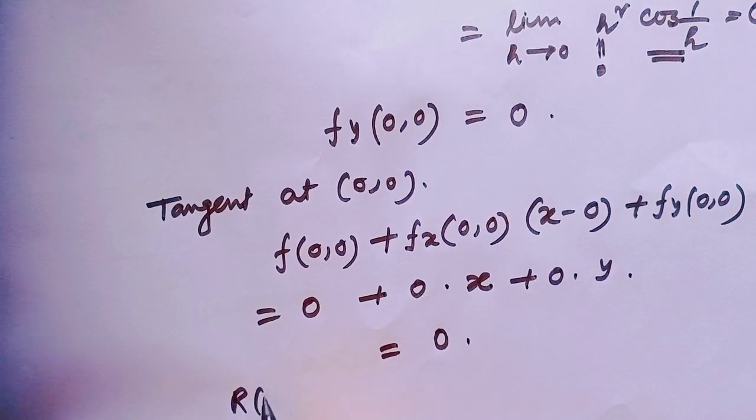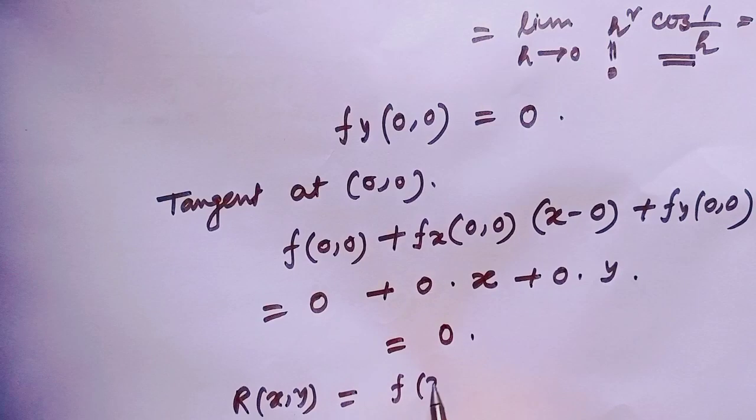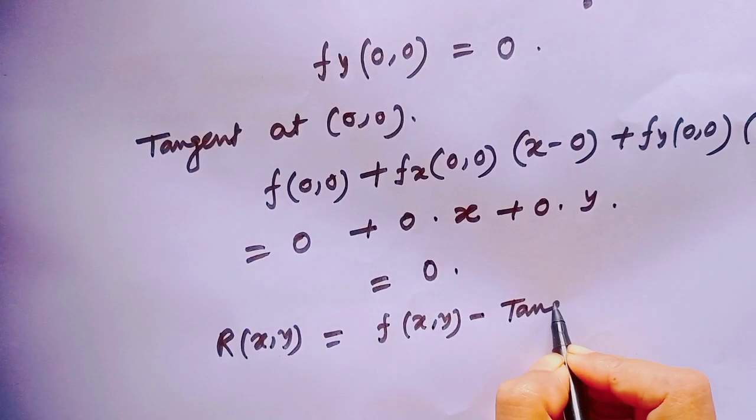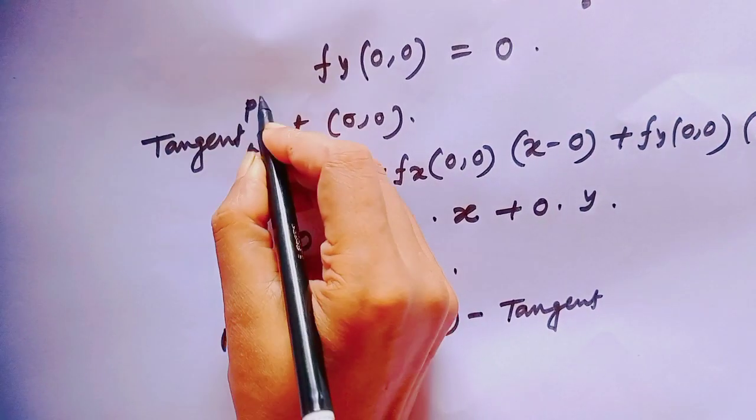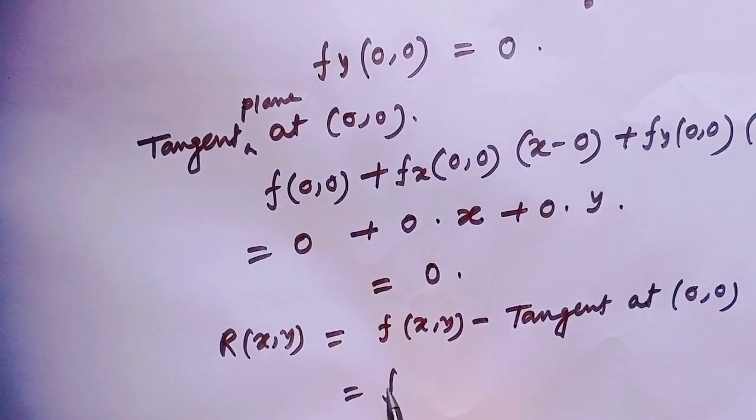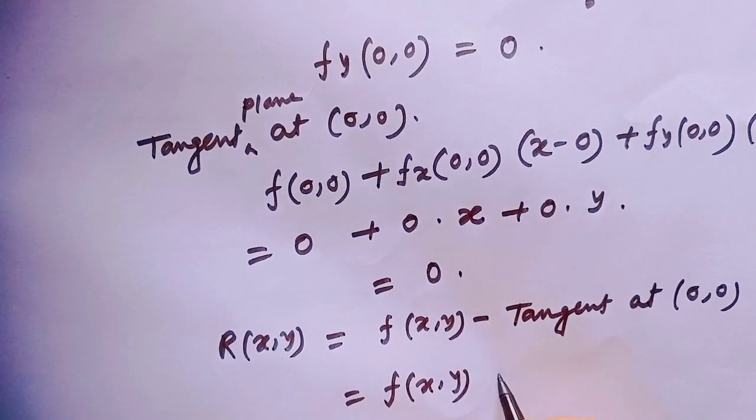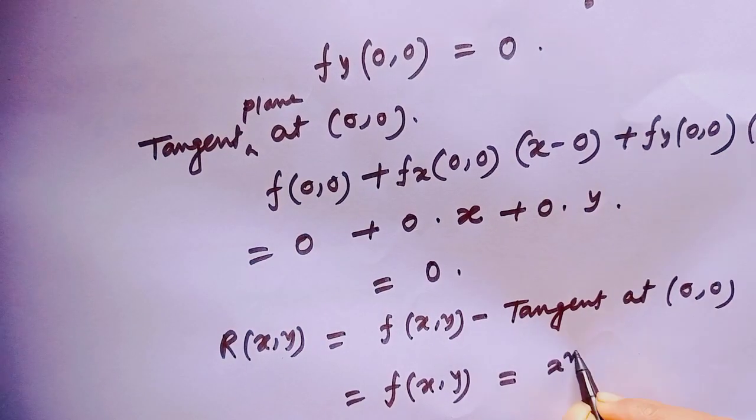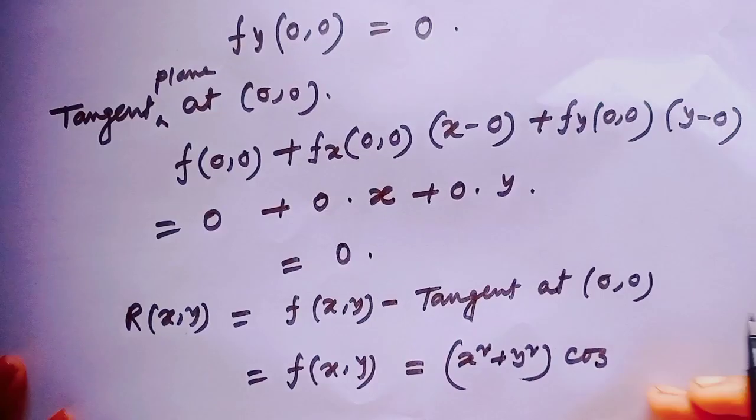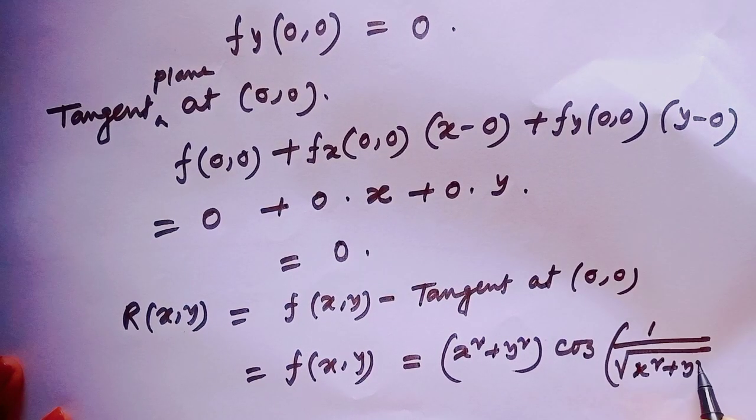We have to find the r(x, y). The value of r(x, y) would be f(x, y) minus the equation of the tangent plane, here the plane, at (0, 0). And this value would be f(x, y), because this value is 0. This is equal to (x square plus y square) times cos 1 over square root of x square plus y square.